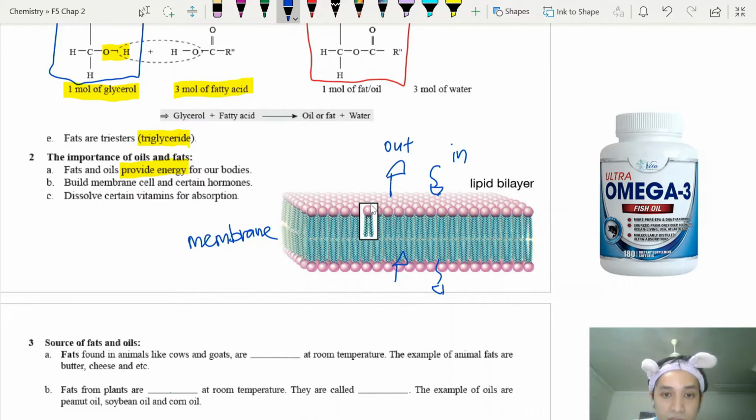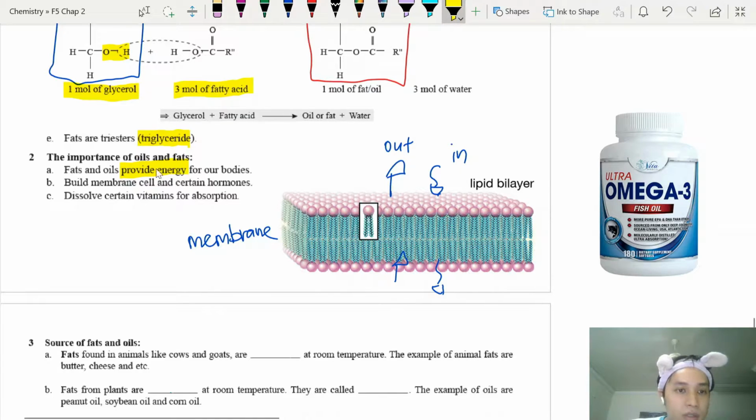So this one molecule is actually the fat here. This is what we call a phospholipid. But don't go too technical. Basically, your fat is used to build your membranes. This is one molecule of fat, and we have lots and lots of them in our body.